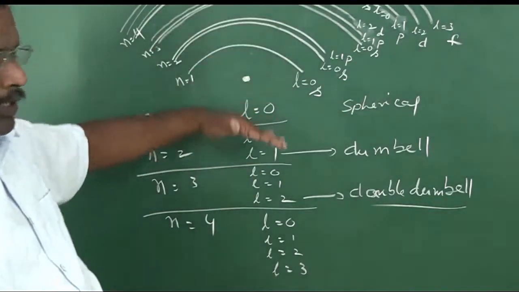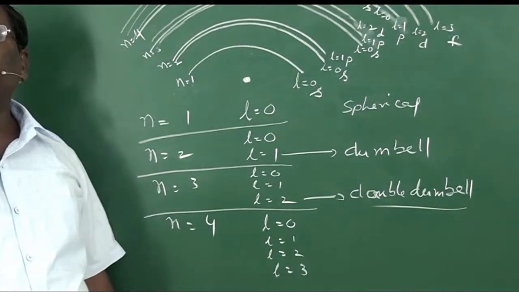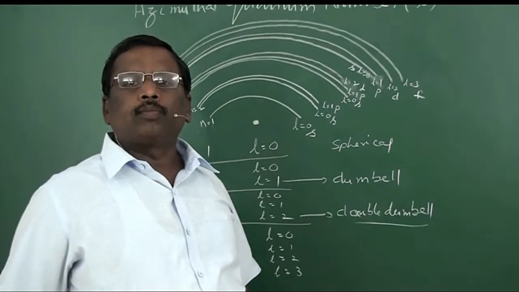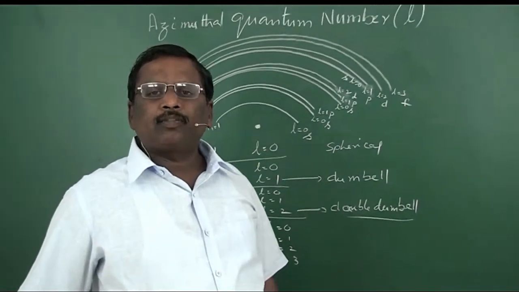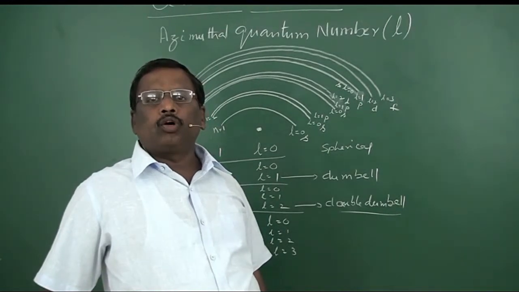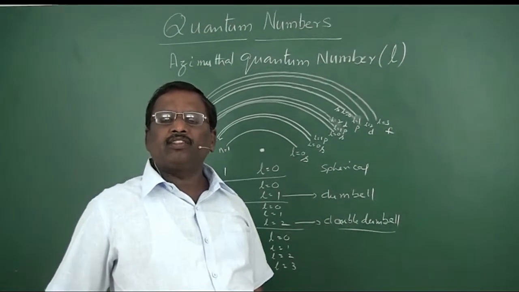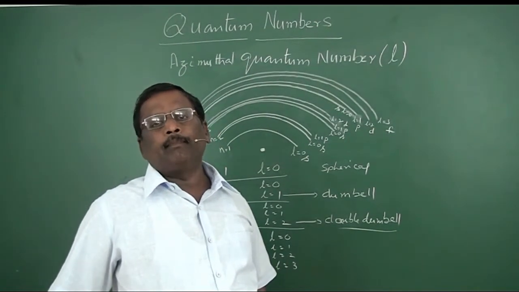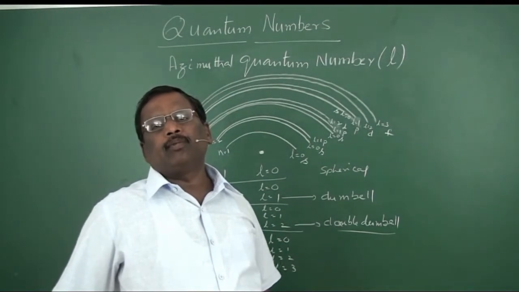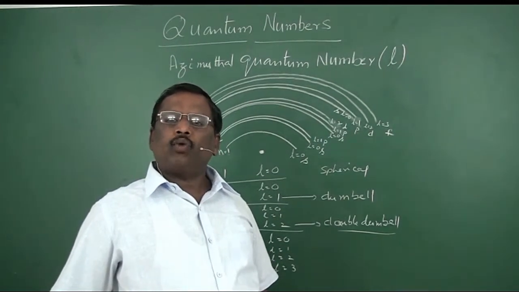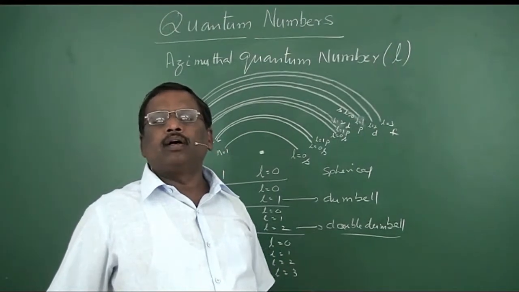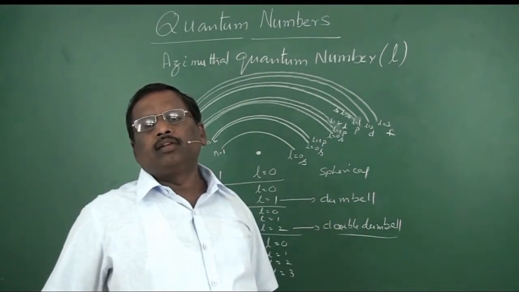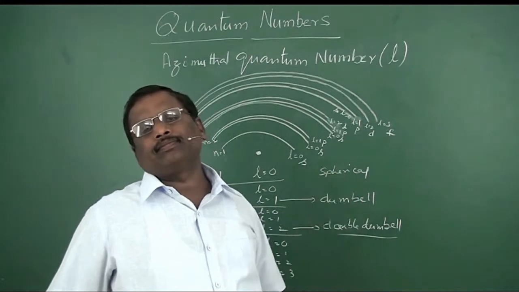So this is regarding the azimuthal quantum number. This azimuthal quantum number was proposed by Sommerfeld to explain the fine lines of the spectra. This quantum number is denoted with small l. The values of this quantum number are 0 to n minus 1. This quantum number will give us the information regarding the sub-energy level to which this electron belongs.